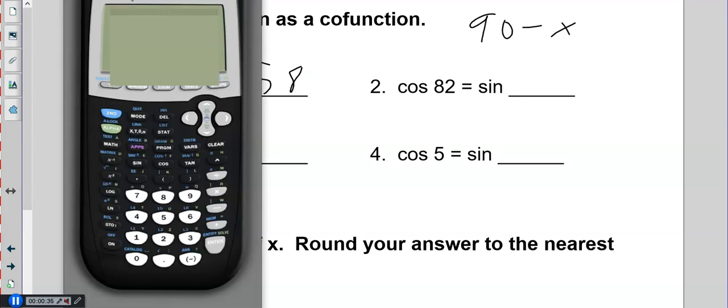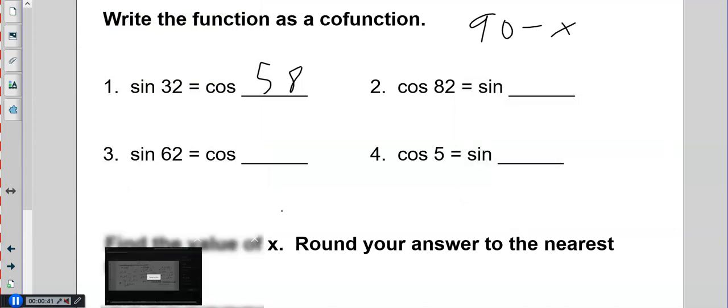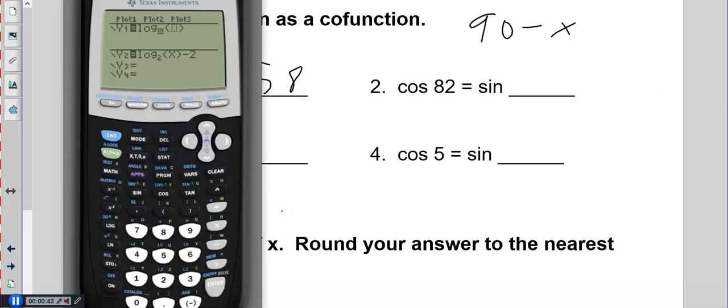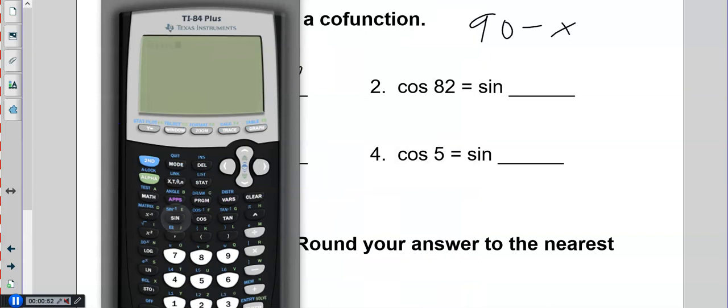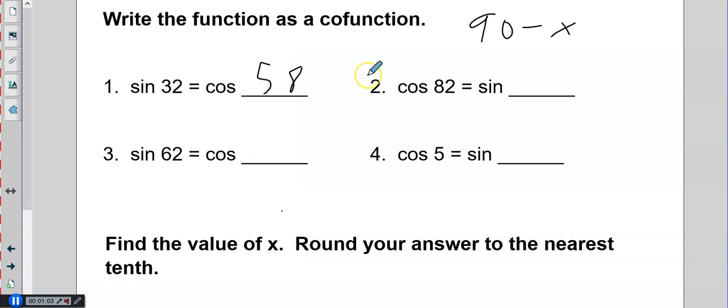And you can check on the calculator real quick. Here we go, I know how to use the calculator. If you clear that out and type in sine of 32 and hit equals, you would see it's a decimal. And if you hit cosine of 58 equals, it's the same decimal because they're equal, hence the equal sign. So for 82, 90 minus 82 is simply 8. And again, you could check this with the calculator, but it's easy enough. It's just 90 minus 82.